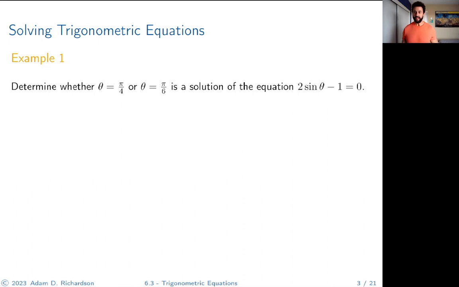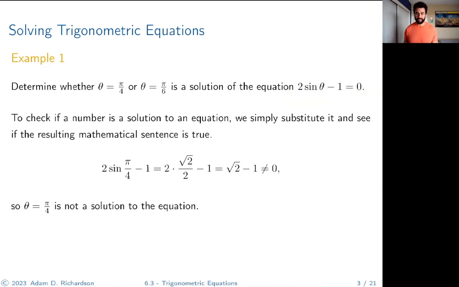All right, let's do it together. Let's start with pi over 4. If pi over 4 is a solution, then if we substitute it for theta here, we should get something that's true. So let's try that. If we plug in pi over 4, what's sine of pi over 4? It's root 2 over 2. So we get 2 times root 2 over 2, which gives us root 2 minus 1, and that is not 0. So pi over 4 is not a solution to this equation.